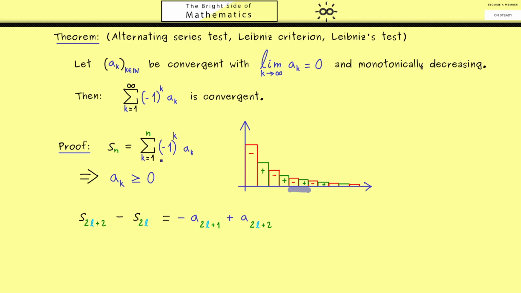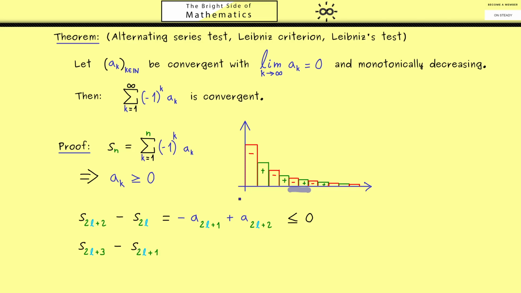With the same reasoning, when we subtract the 2 partial sums, only 2 terms remain. And only the odd number gets the minus sign. Now, since the sequence is monotonically decreasing, this is less or equal than 0. That's what I said, the negative part here dominates. Okay, maybe not so surprising, we can do the same for odd indices.